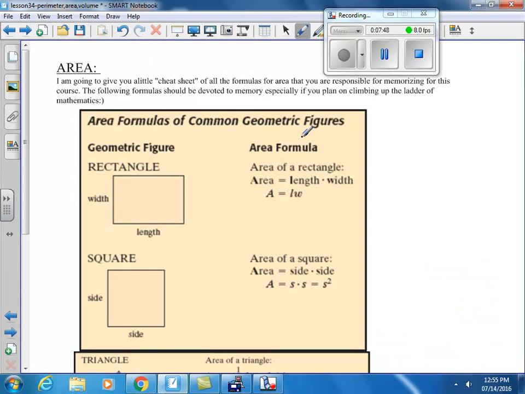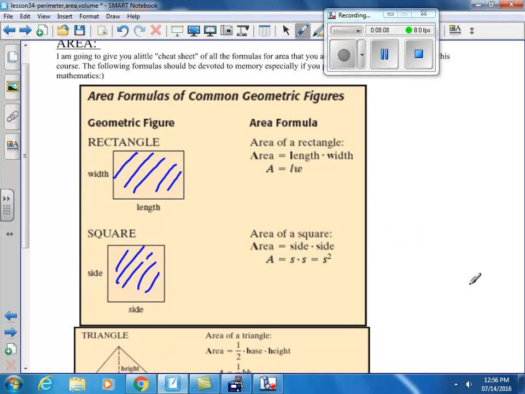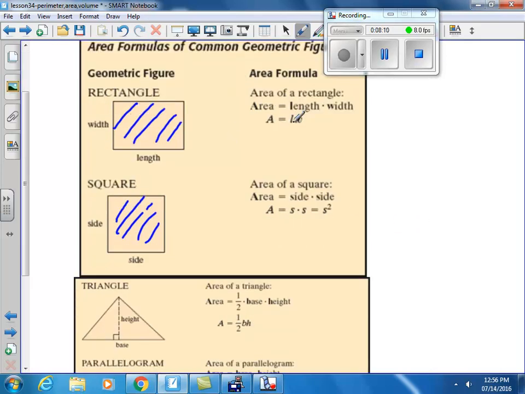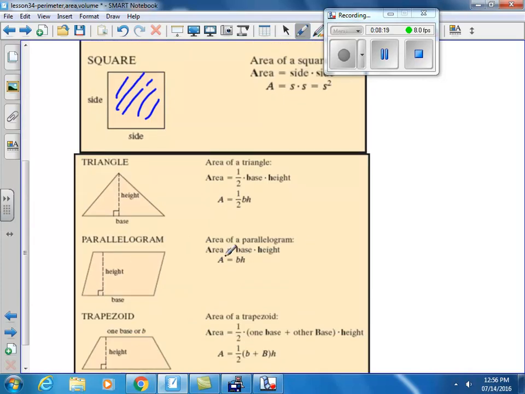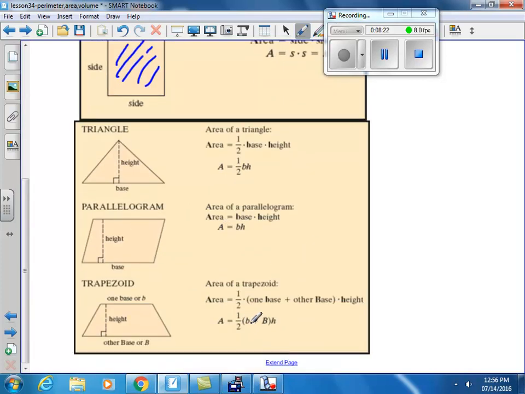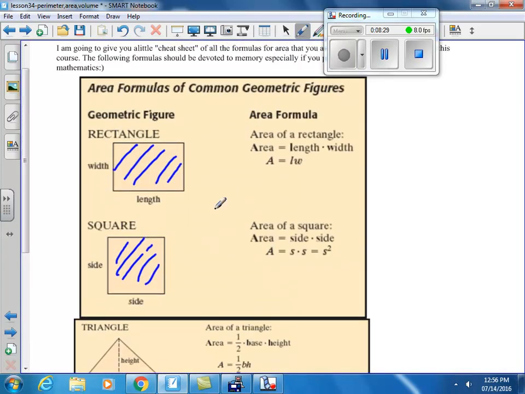Now we're going to look at area. So when we start talking about area, we're looking at the interior space, like as if you were going to paint this plane figure or put an area rug on top of there, right? So I'm giving you this little cheat sheet, but I want you to memorize this and be comfortable applying these formulas in future courses. So we have area: length times width for a rectangle, side times side for a square, 1/2 BH for a triangle, BH for a parallelogram, and 1/2 small base plus big base times height for the trapezoid.